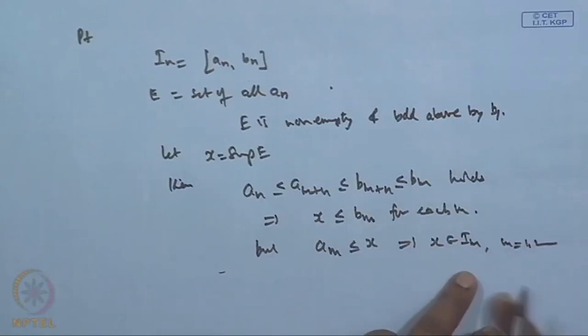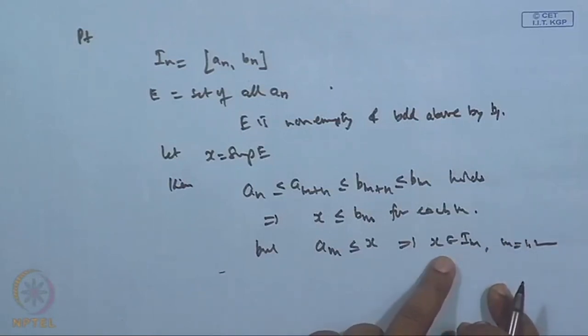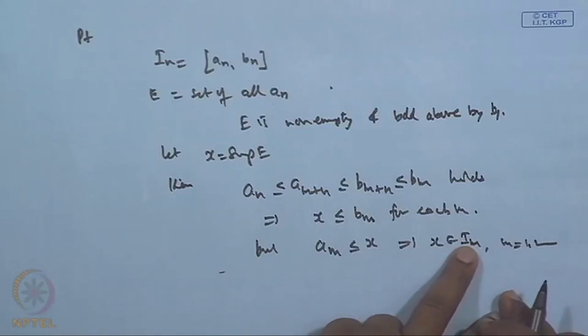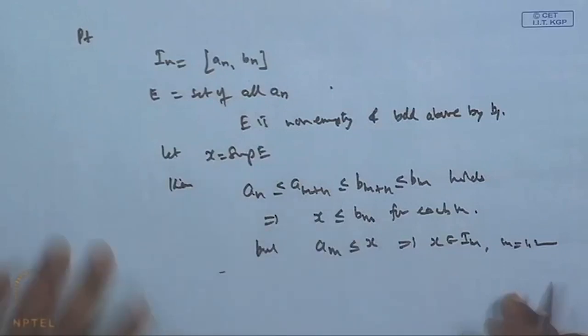So we get that every finite subcollection of the Im's has a non-empty intersection, and therefore the arbitrary intersection will also be non-empty. So this proves the result. Thank you very much.